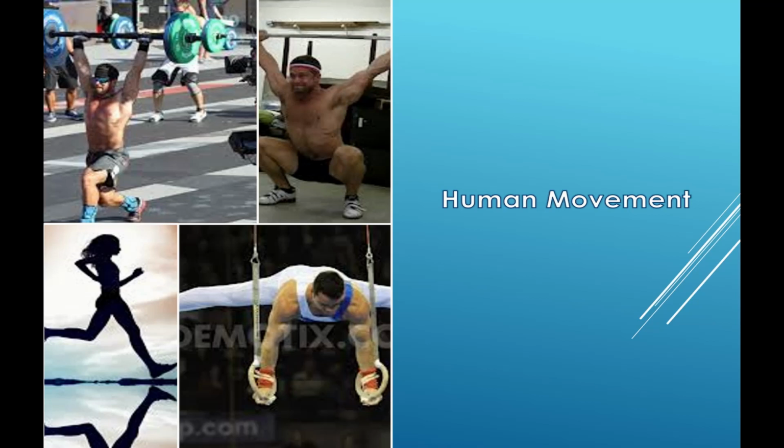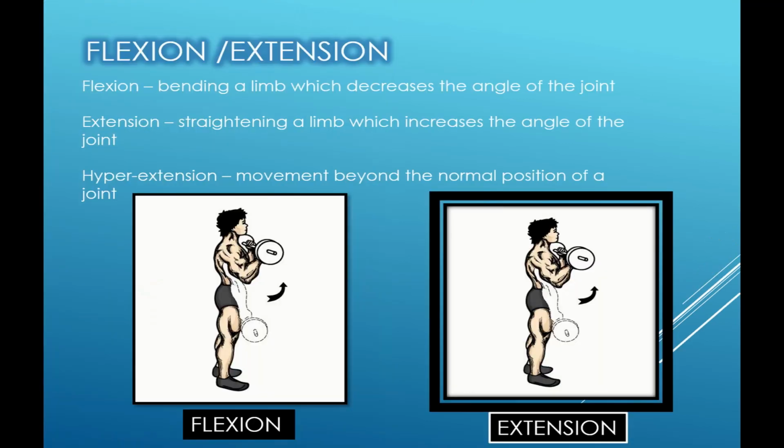So we're going to look at the broad range of movements, look at the joints which are involved, and then I'm going to ask you at the very end to bring all that together and identify the movements that can occur across the 6 synovial joints that we've identified. Flexion and extension are the first two which we will be focusing on. Very simply, flexion is bending a limb which decreases the angle of the joint, and extension is straightening a limb which increases the angle of the joint.